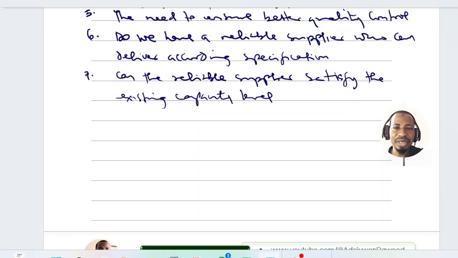Even though you have a reliable supplier, if you need 100,000 kilograms of the component, you should be able to get it. Not that when you request 100,000 kilograms, the supplier tells you that, oh, we are bringing 16,000 kilograms now, and the balance we are going to bring later on. This may disrupt the activity of the business. So you must ensure that you have a reliable supplier who can satisfy the existing capacity level.